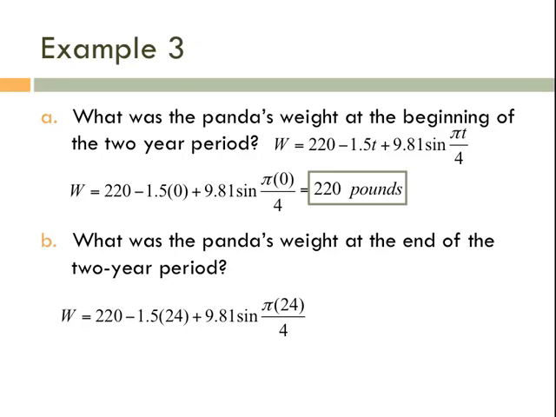And again here, the sine of 24 pi over 4 is really just sine of 6 pi, and sine of 6 pi is the same as sine of 0, which is 0. So all you have to do is 220 minus 1.5 times 24, and that gives you 184 pounds.